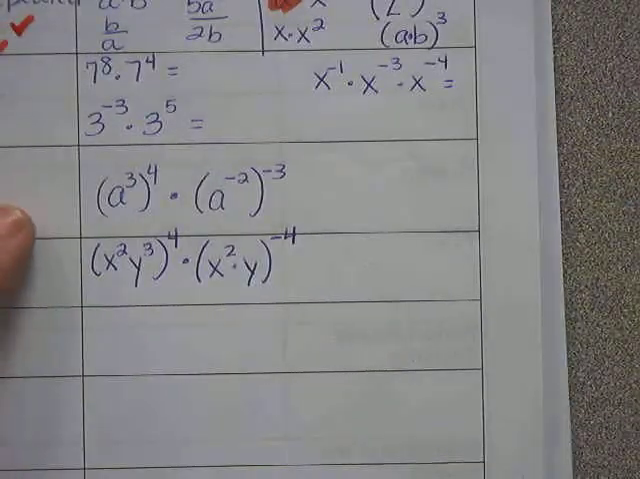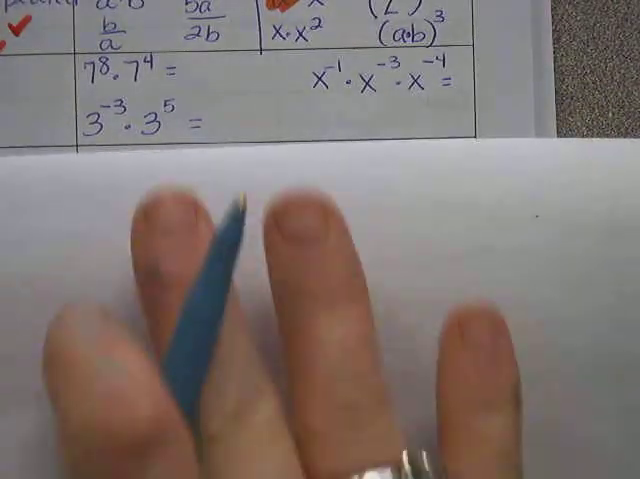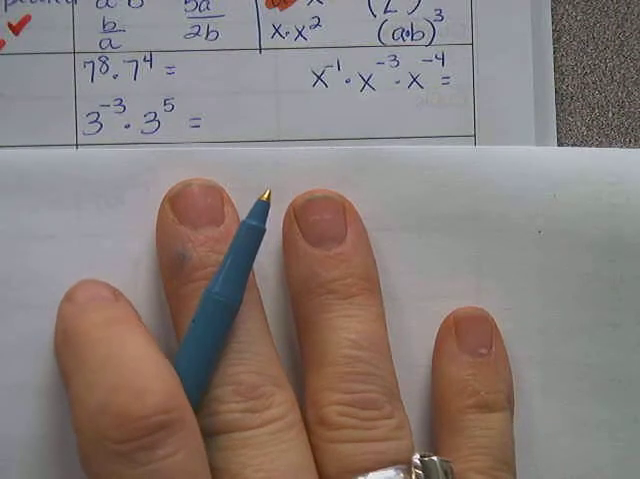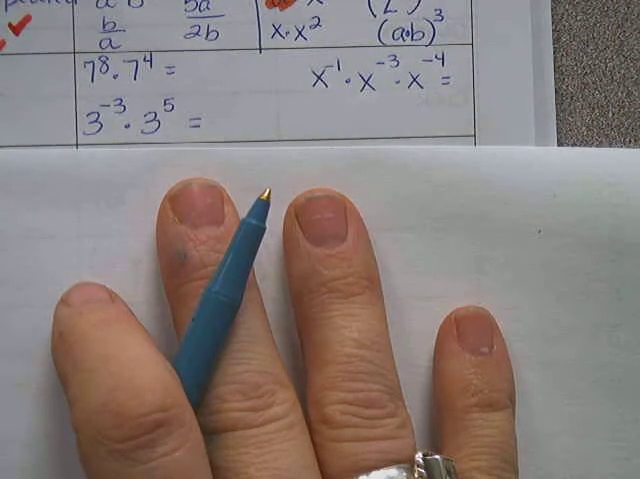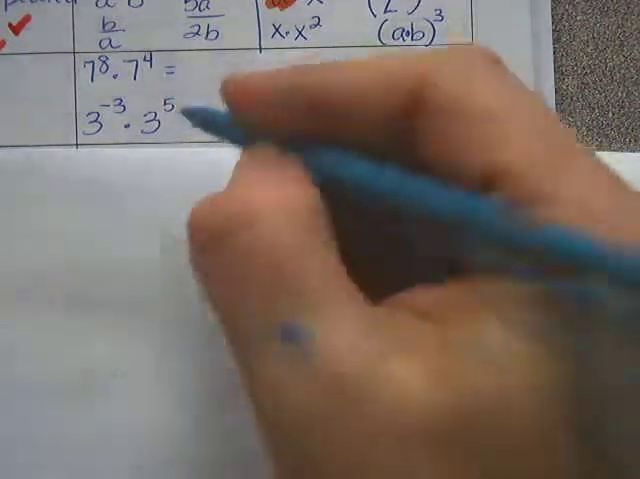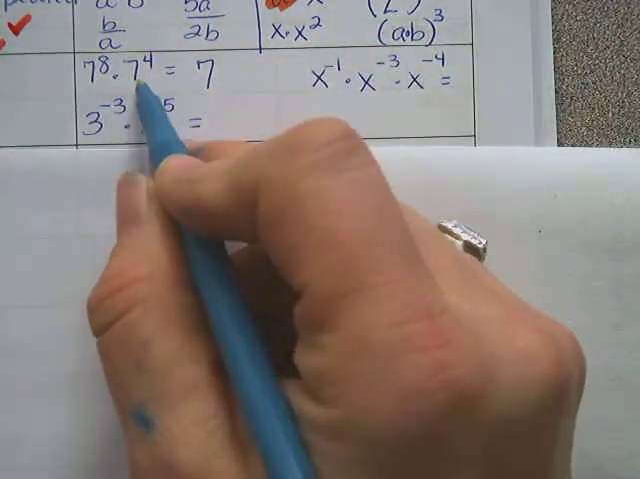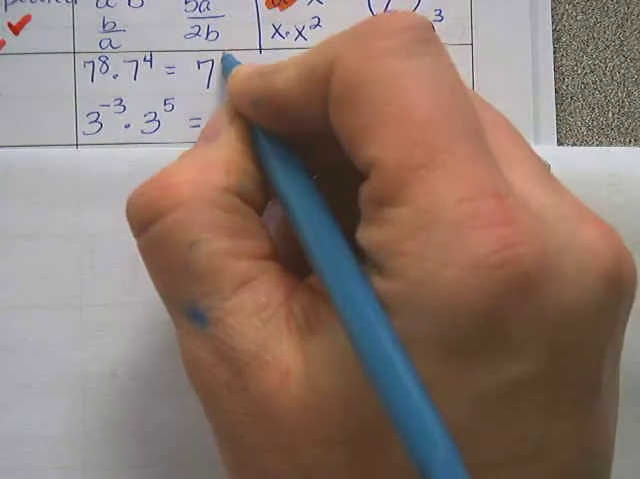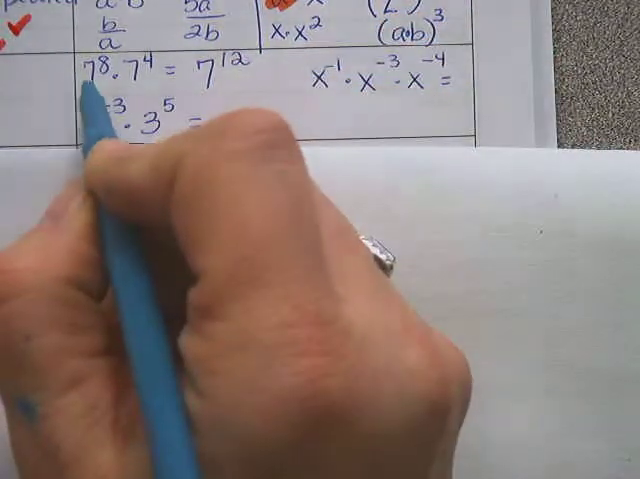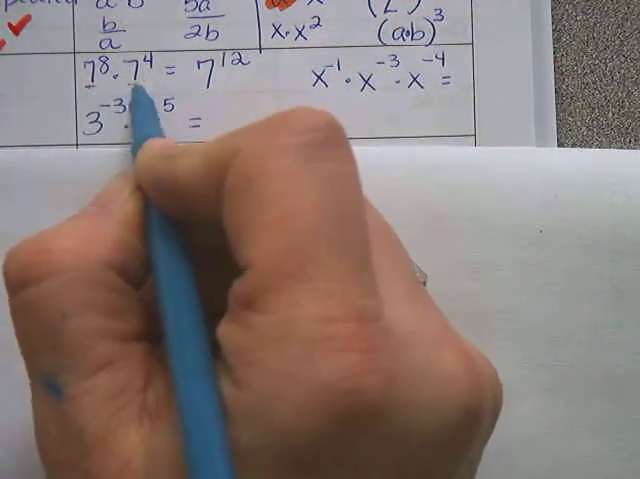Alright, I'd like you to go over here, and I'd like you to try to simplify these 3. So 7 to the 8th times 7 to the 4th is going to be 7 to the 12th.